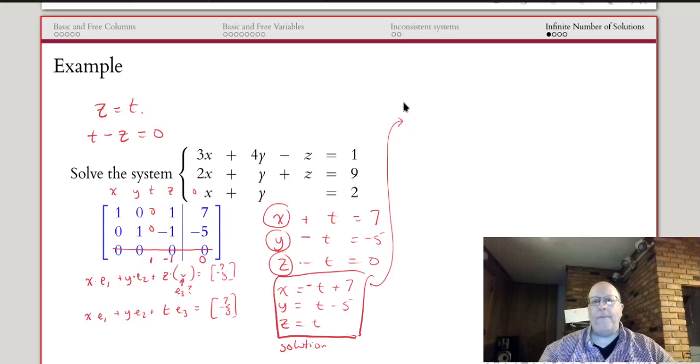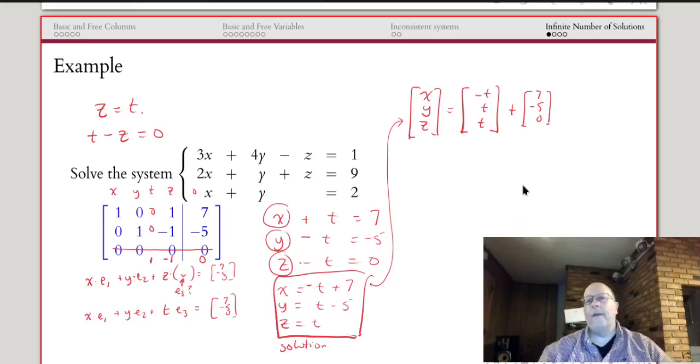I'll go back up here. We can write this as a vector. The vector that contains x, y, and z is equal to the vector that contains negative t, t, t, and the vector that contains 7, negative 5, and 0. And I can factor out the t from this, which is t times negative 1, 1, 1, plus the vector 7, negative 5, 0.